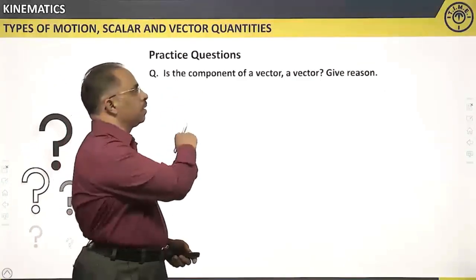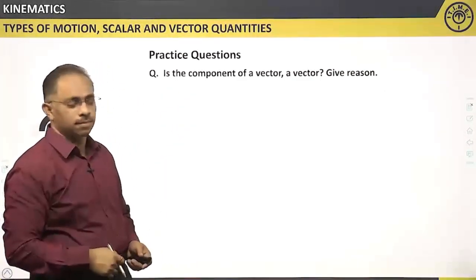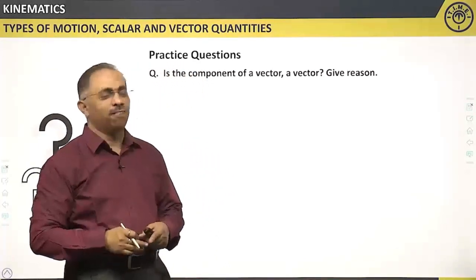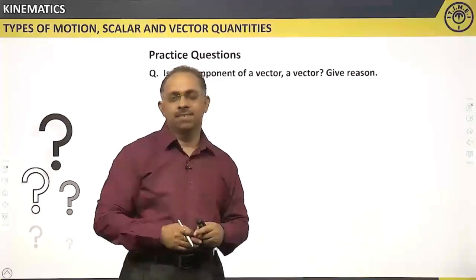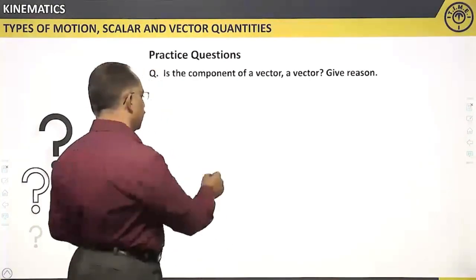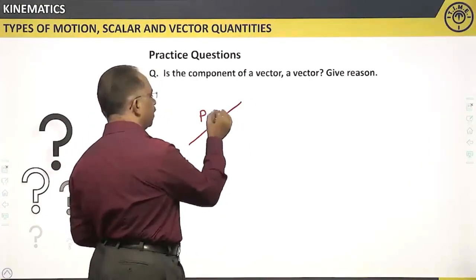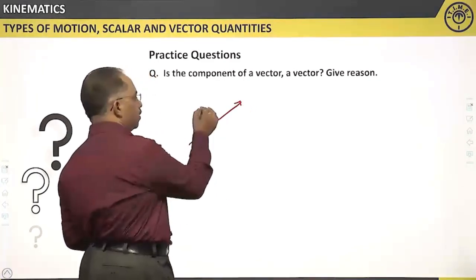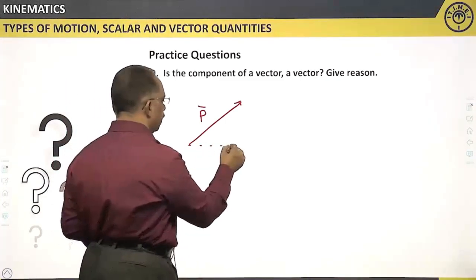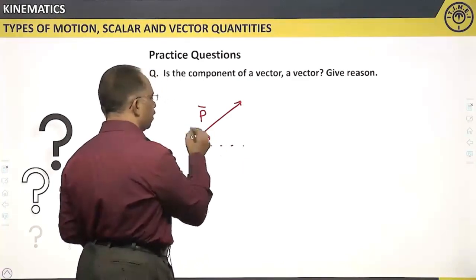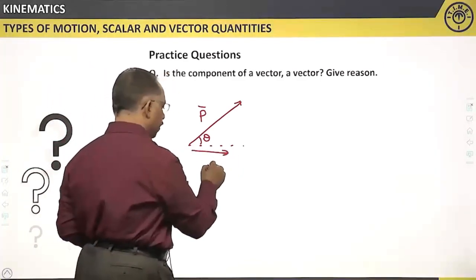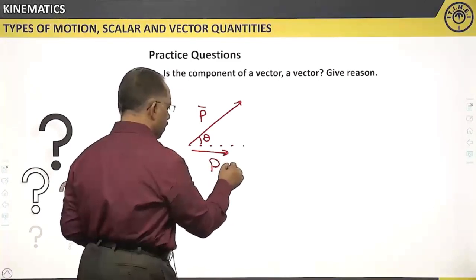Is the component of a vector a vector? Give reason. This is a little bit of a skeptical question. When I say component of a vector, what do I mean? If I take any vector, say P, shown by an arrow, and this vector is making some angle theta with respect to the horizontal, then the component along the horizontal will be P cos theta.